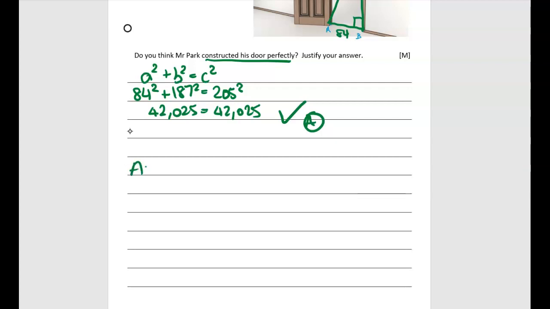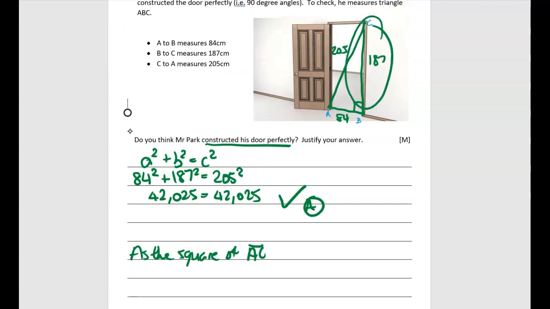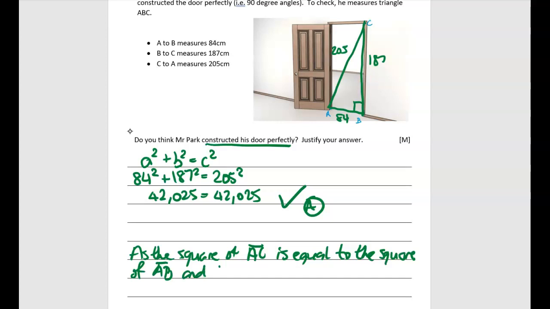So the way I did this, just a note, AC is that long side, sorry, the long side, the diagonal I meant, is equal to the square of AB and BC, we can confirm that angle ABC is a right angle.